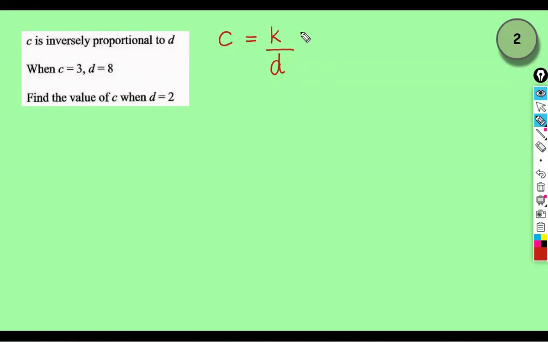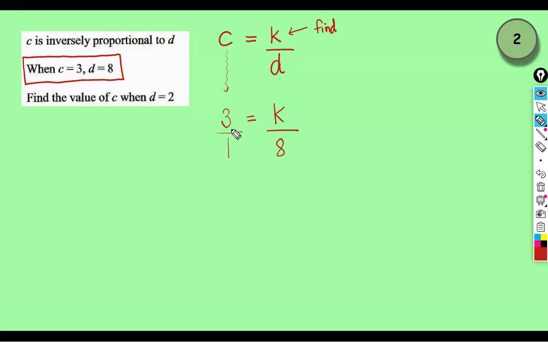No matter what, we need to find Mr. K. Let's find Mr. K. They gave us some information here. They said when C is 3, D is 8. So let's do that. I'm going to replace C with 3. K is here, and they said at the same time D is 8. Now remember, 3 is obviously the same thing as 3 on 1.